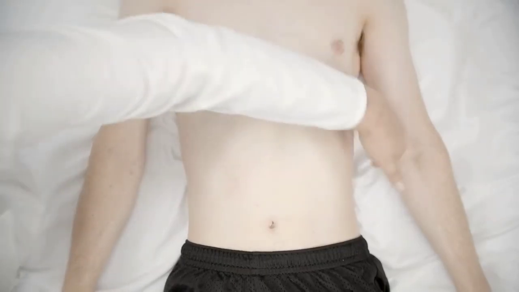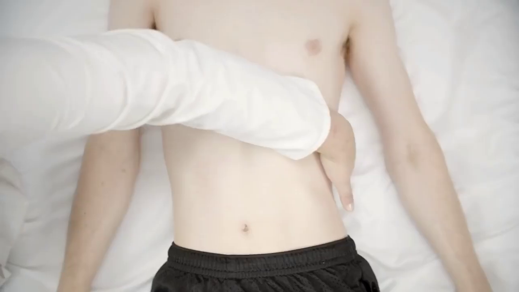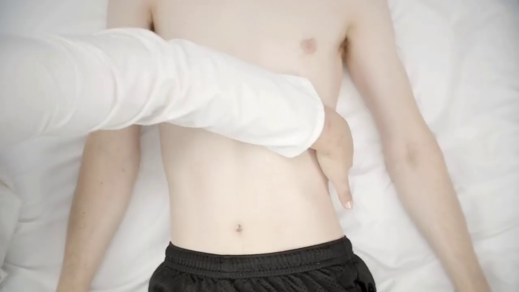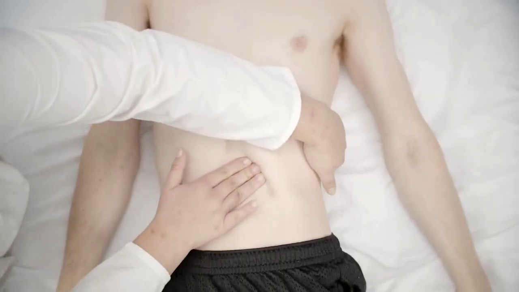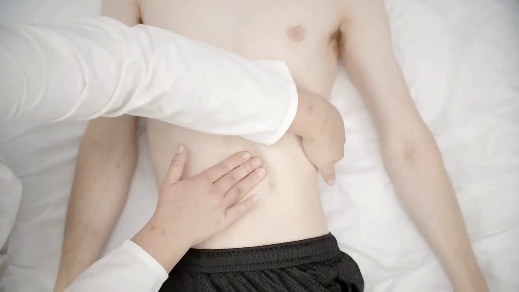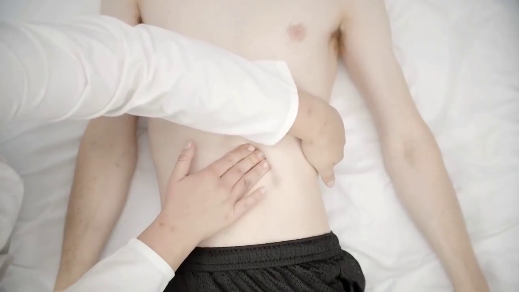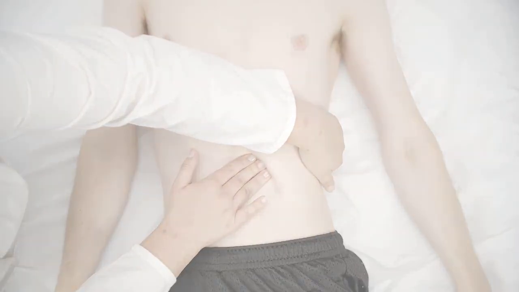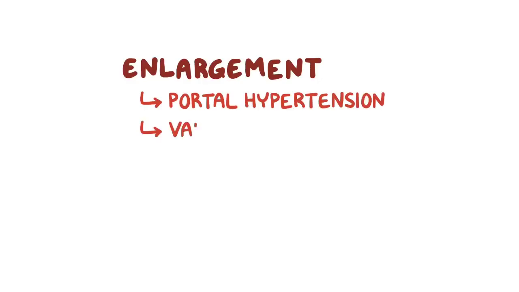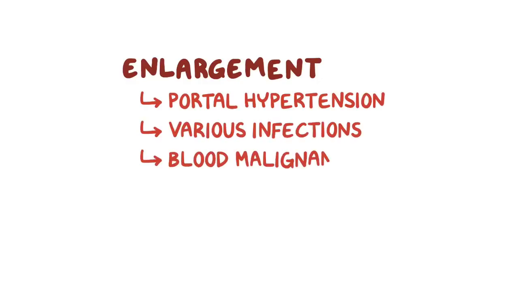For the spleen, the left hand goes over the abdomen and loops around, underneath the back, also along the 11th and 12th ribs, supporting the abdomen. Meanwhile, the right hand palpates the left upper quadrant with fingers angled towards the armpit, as Fred takes a deep breath. Nothing firm here, so no spleen enlargement. If we did feel enlargement, that could signal portal hypertension, various infections, or blood malignancies.